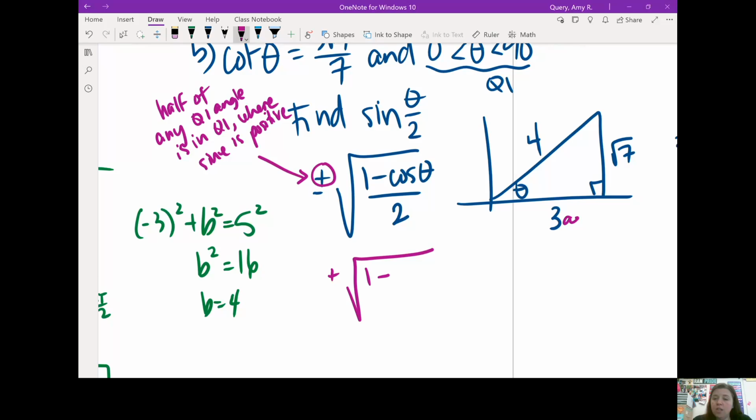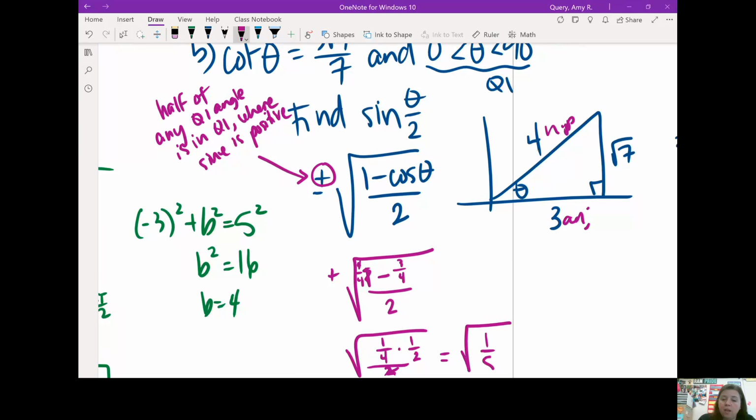So we just have positive square root of 1 minus. The cosine of this angle is the adjacent over the hypotenuse, so it's 3/4 all over 2, which is, that 1 is the same thing as 4/4. So that's 1/4 divided by 2 in there. Dividing by 2 is the same thing as multiplying by 1/2, so now we're at the square root of 1/8, which is the square root of 1 over the square root of 8. Square root of 1 is 1. I can't leave like a root in the denominator, so you can make it be 2 root 2 right now, or you can leave it as the square root of 8 and then reduce at the end.